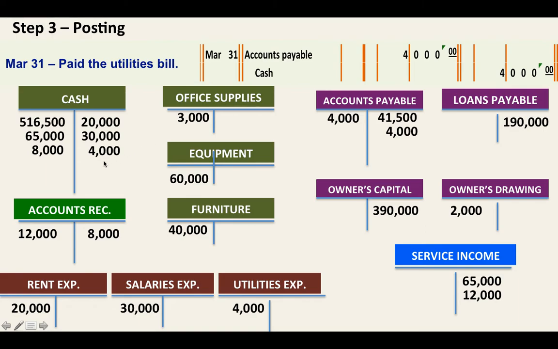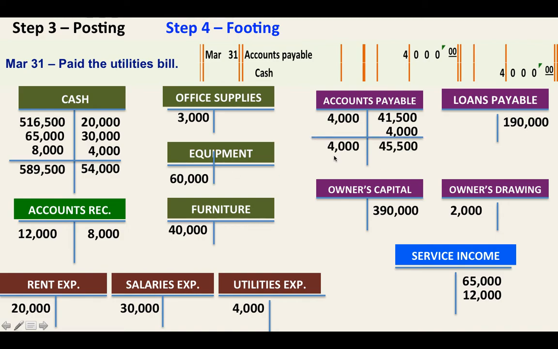Then, as we have learned, the next step after we have posted is the footing. Footing means adding the debit and credit. So we have to do that. And for service income, we are done with footing. And the next step is getting the net balance.